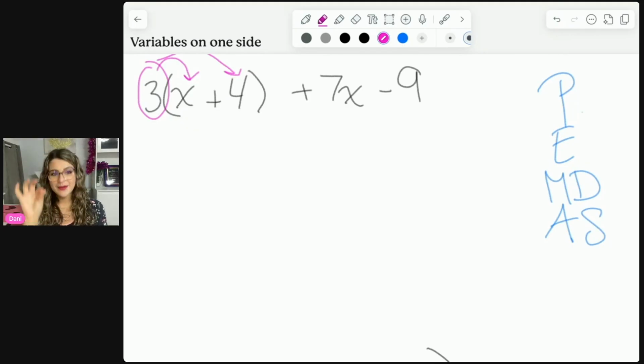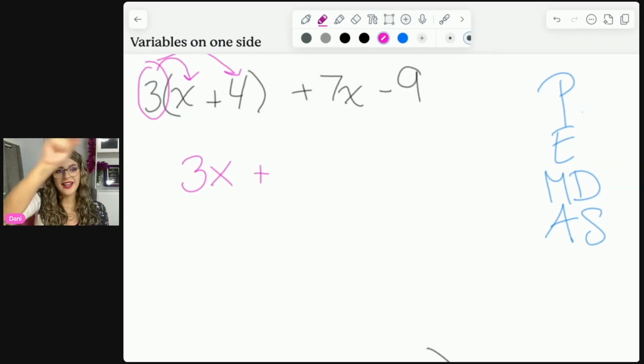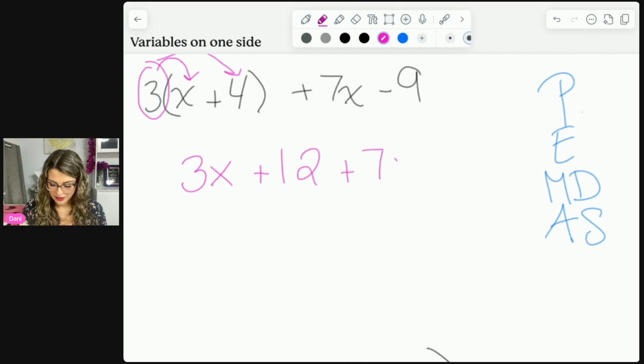So 3 times x is 3x. 3 times 4 is 12. And then I'm going to bring the other two pieces down.